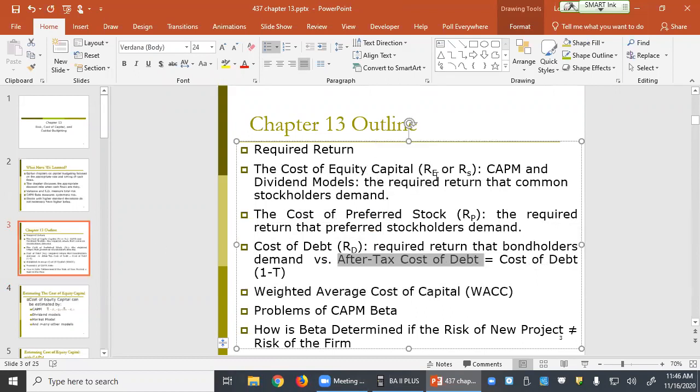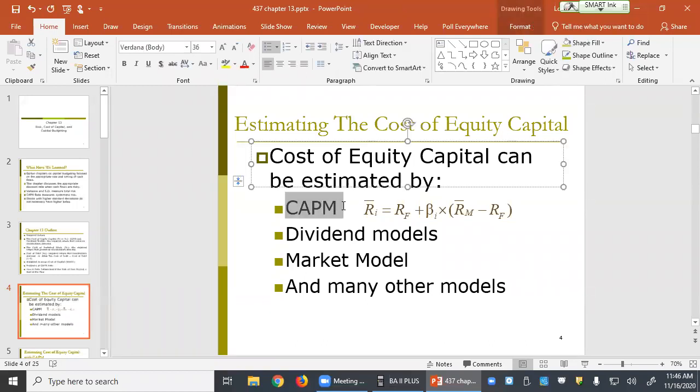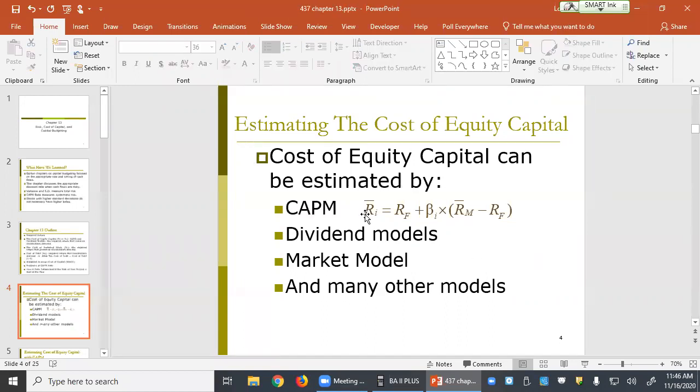We can use either RE or RS to represent cost of equity, depending on which textbook you use. Cost of equity can be estimated, and the three listed here are the three most popular models. CAPM, literally the easiest model that you can possibly find. I copy and pasted the same equation from the previous chapter. Again, different textbooks may use slightly different notations, so that same CAPM equation may look like this, okay?